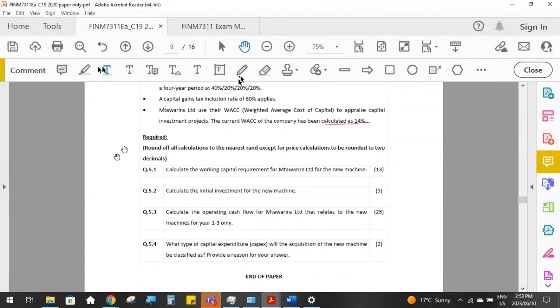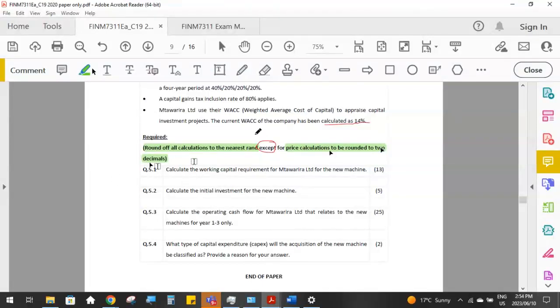So very important, guys. These instructions are important. You must round off all calculations to the nearest rand, except for, and this is important, where you've got to do a price calculation. In other words, your selling prices and your variable prices. There you must keep it as 2 decimals. Otherwise, you won't be accurate. All right, that's important. You must follow instructions.